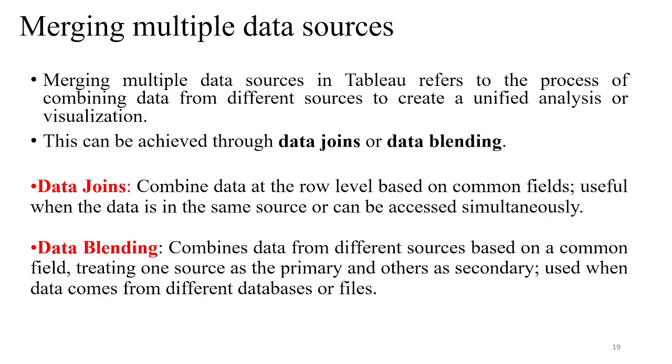What combination of data? Row level, based on the common fields, usually when the data is in the same source or can be accessed simultaneously. The same source means if we have taken the data from Excel, at that time we can use the row level join. Data blending combines data from different sources based on the common field. Suppose we have three different Excel files. You can access that data through the common fields in those three Excel files.